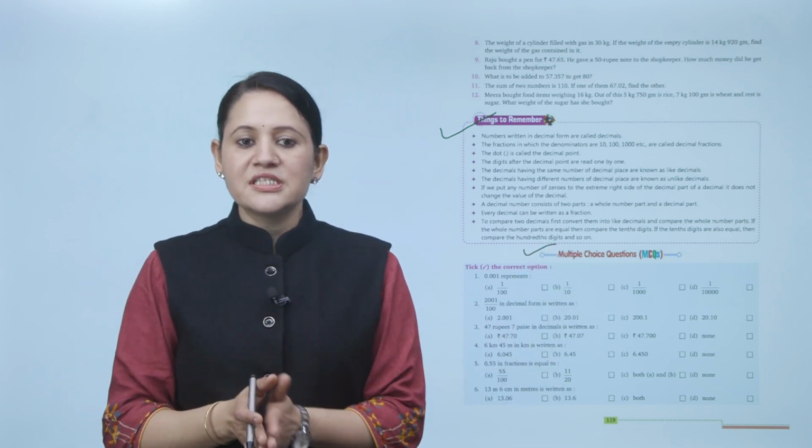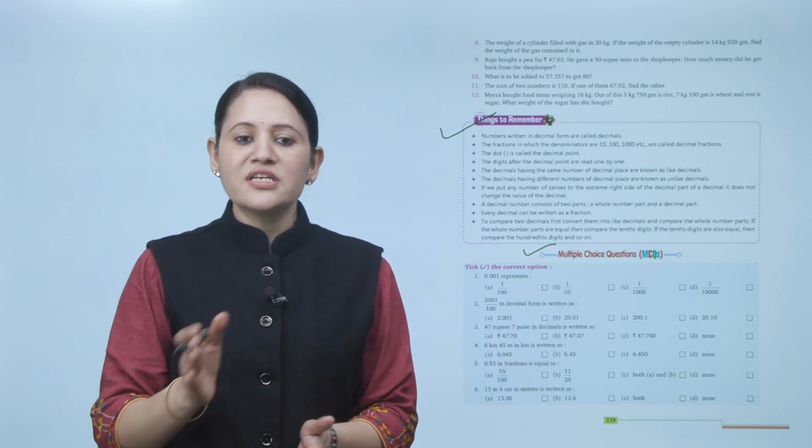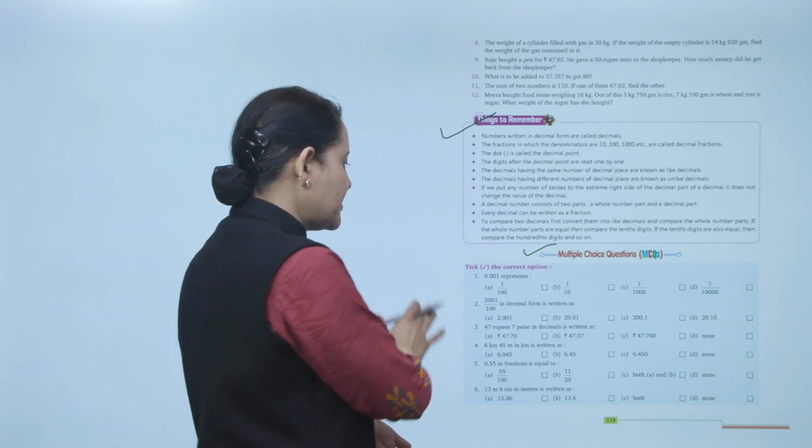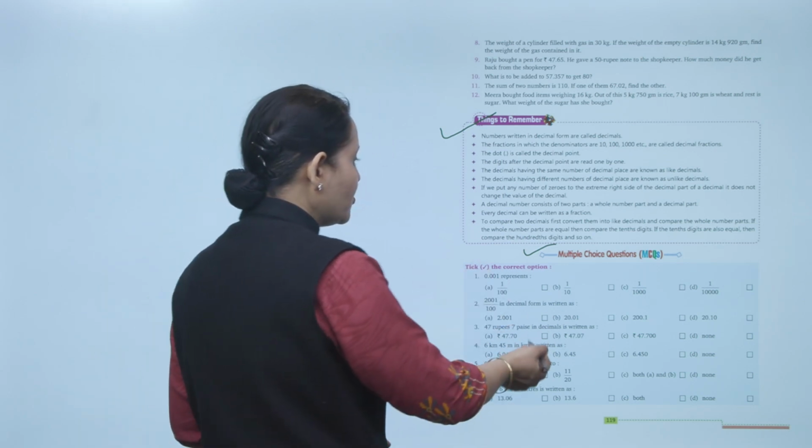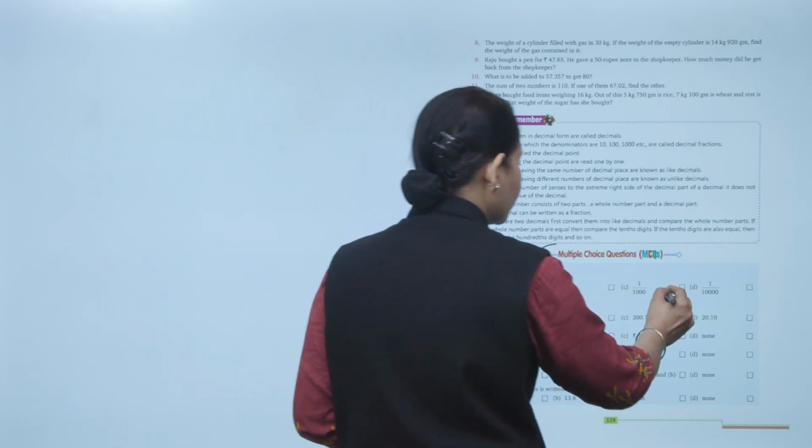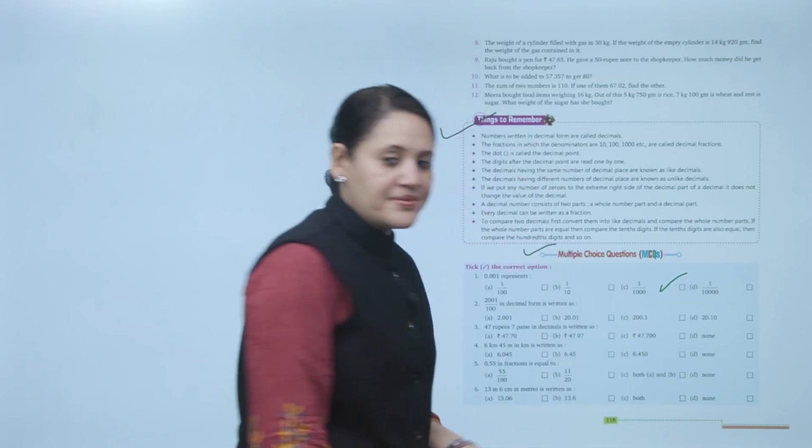Next is a multiple choice question. Choose the correct option. 0.001 is represented as? After the decimal there are 3 digits, so it can be written as 1 upon 1000. So C is the correct option.